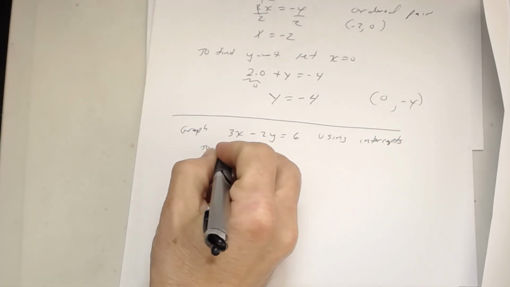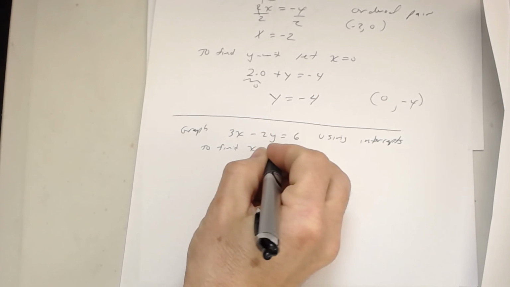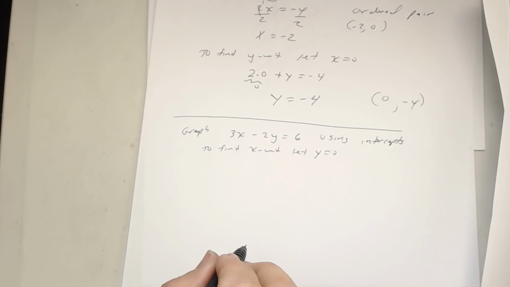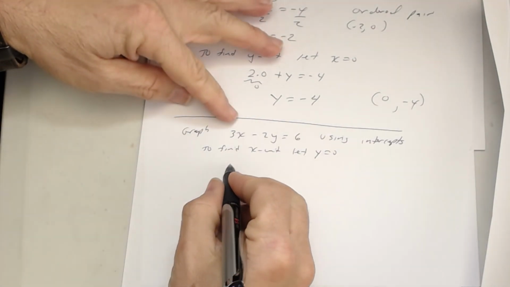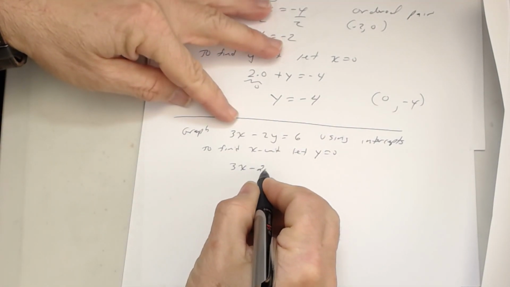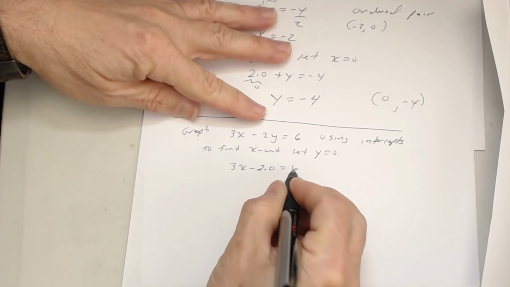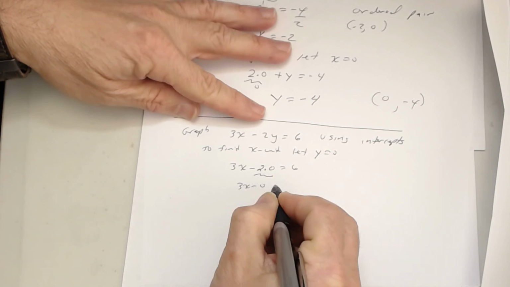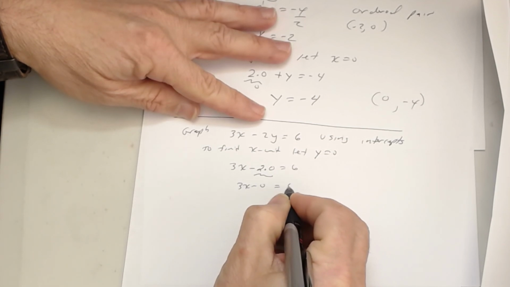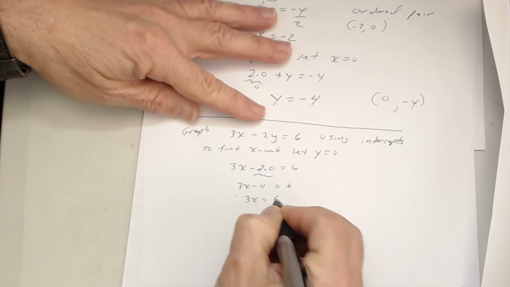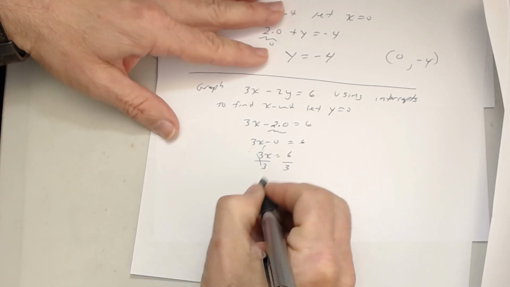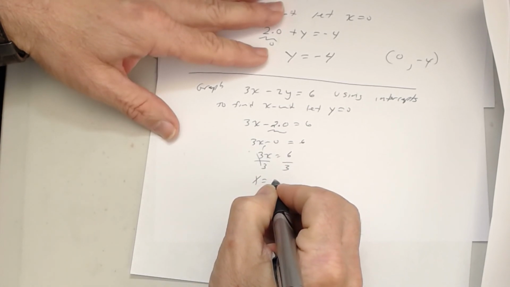To find the x-intercept, what do you do? At y equals 0. So where we see the variable y, you're going to plug in 0. So I get 3x minus 2 times 0 equals 6. What's 2 times 0? And what's 3x minus 0? 3x. So I get 3x equals 6. Now how to get x by itself? Divide both sides by 3, and I found the x-intercept. The x-intercept occurs when x is what?